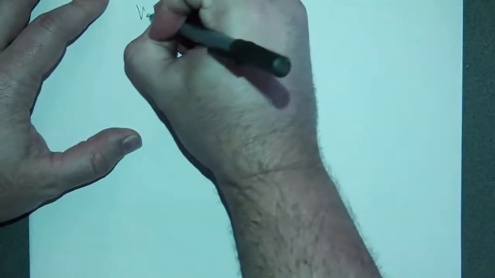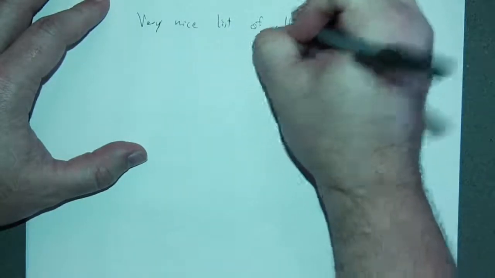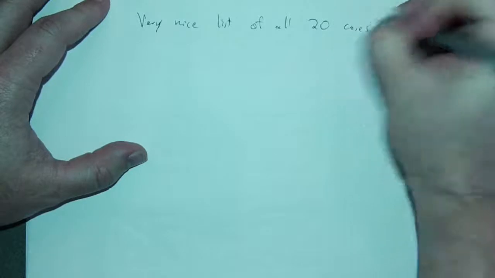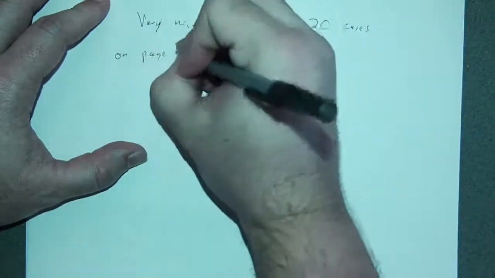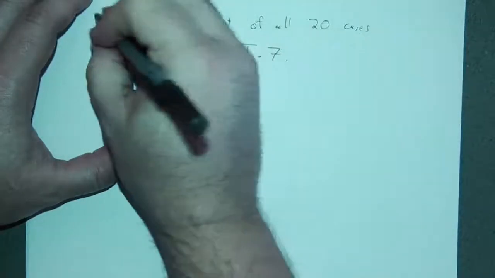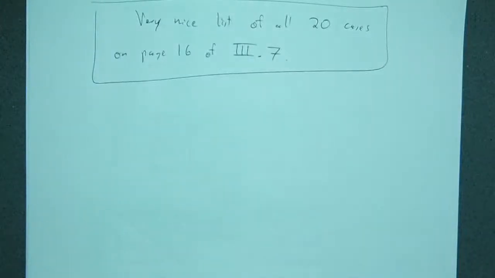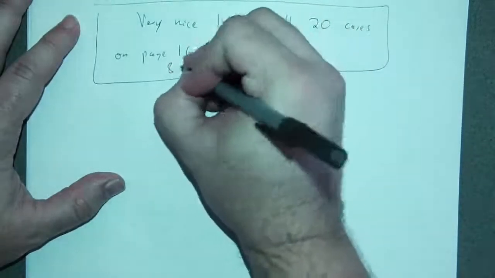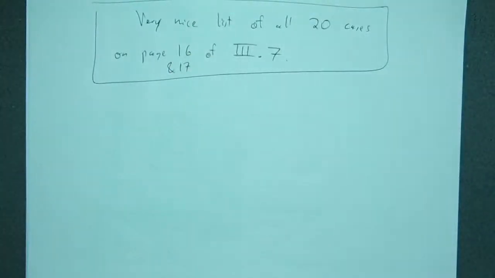Okay. So there is a very nice list of all 20 cases on page 16 of chapter 3, section 7. So please have a look at that. You do not need to memorize this entire list, but actually, pages 16 and 17 give a nice accounting of all of these things.